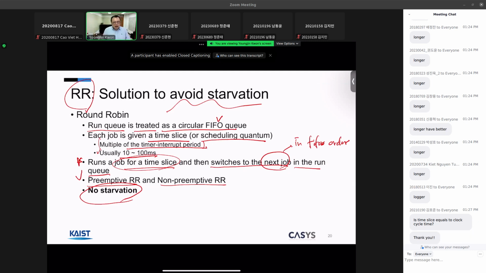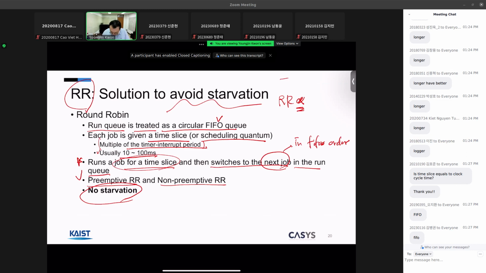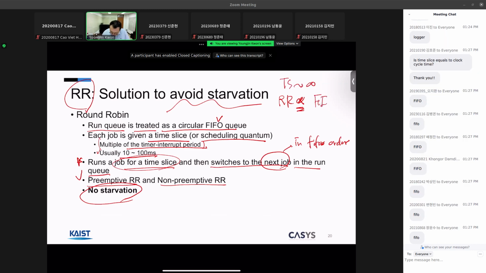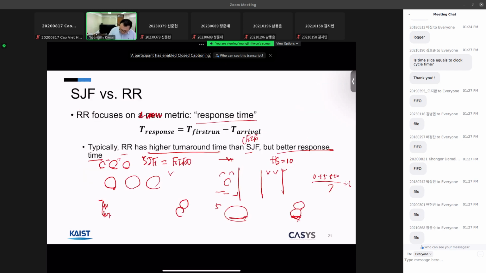Question: if the round robin time slice is sufficiently large, then round robin approximates what? If the time slice goes to infinity, then what is it?